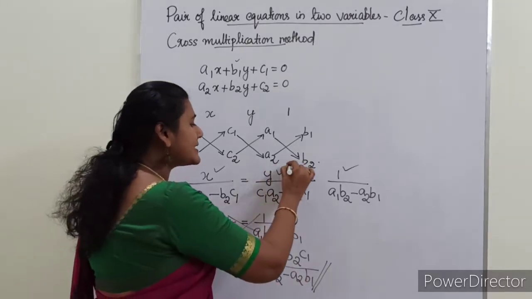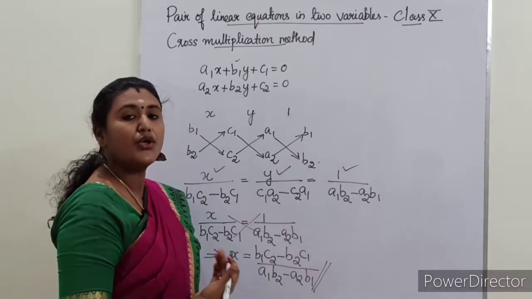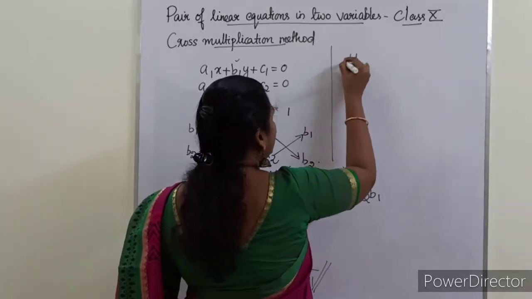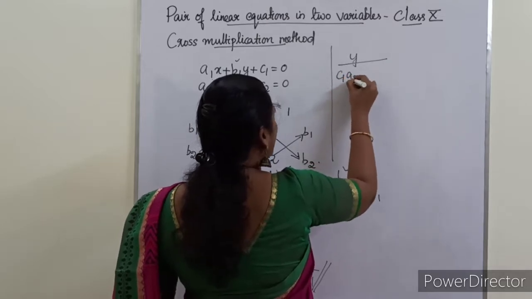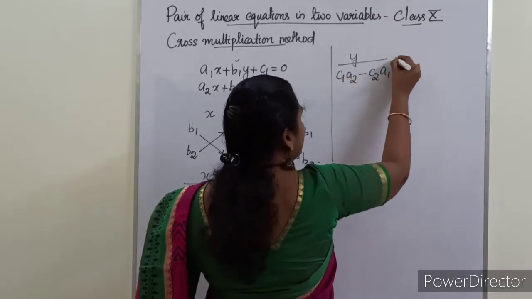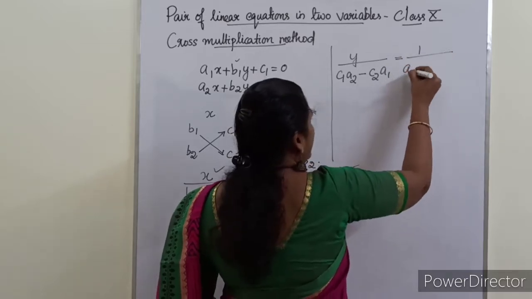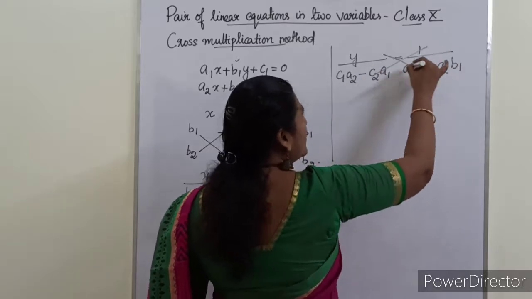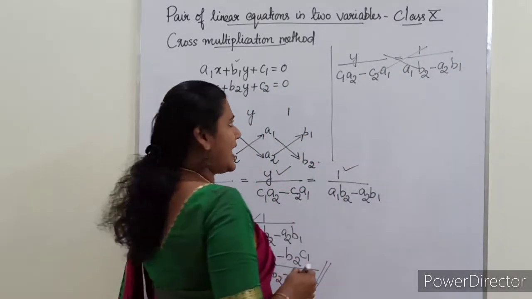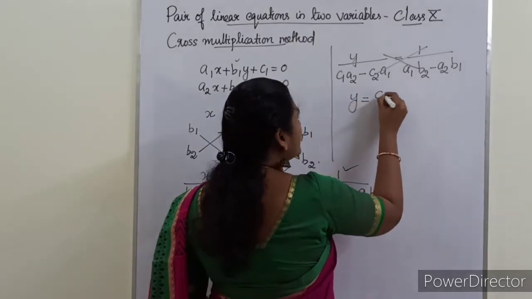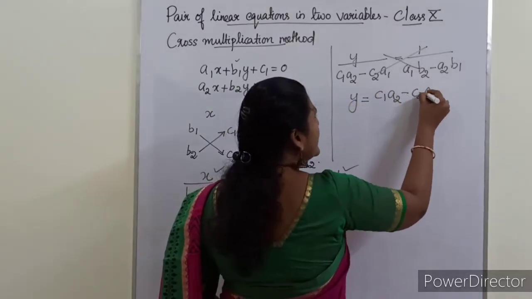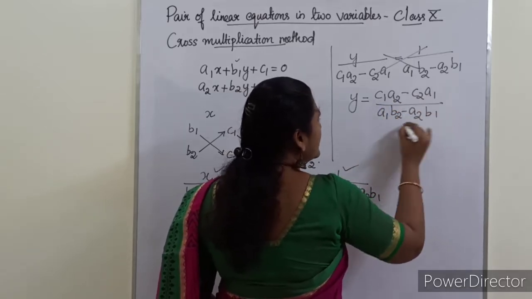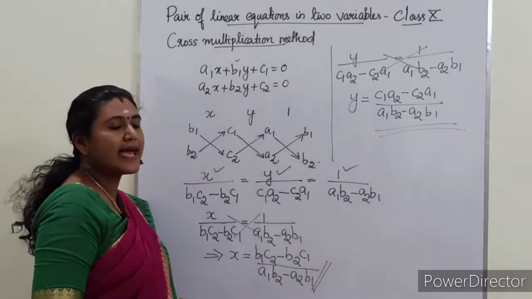Similarly, if you equate the second ratio and the third ratio, you will get the y value. So we will equate the second and the third ratio now. That is y by c1 a2 minus c2 a1 is equal to 1 by a1 b2 minus a2 b1. Again here also if you do cross multiplication, you will get the value of y. Therefore y is equal to c1 a2 minus c2 a1 by a1 b2 minus a2 b1. So these are the values of the variables x and y.